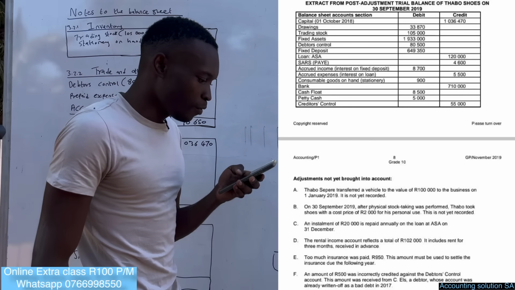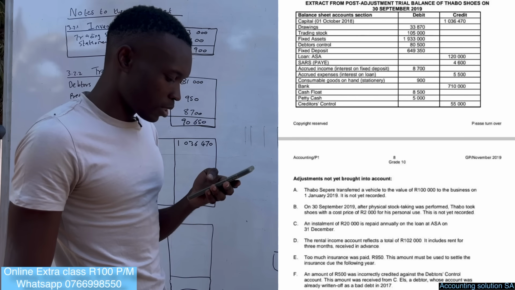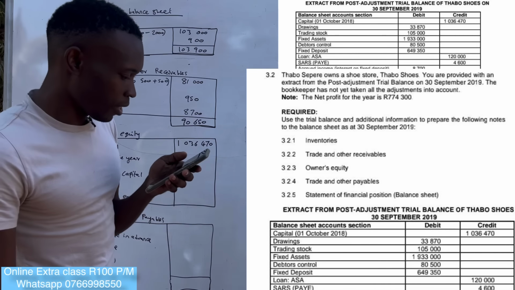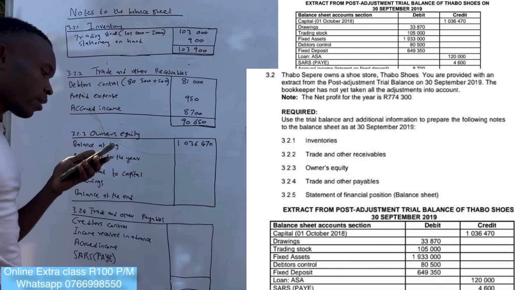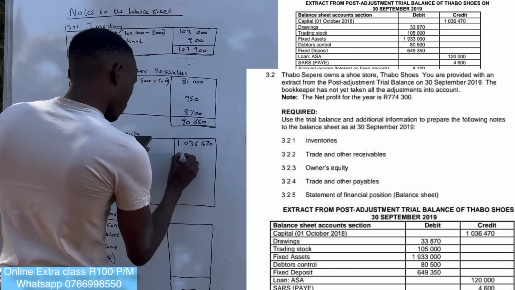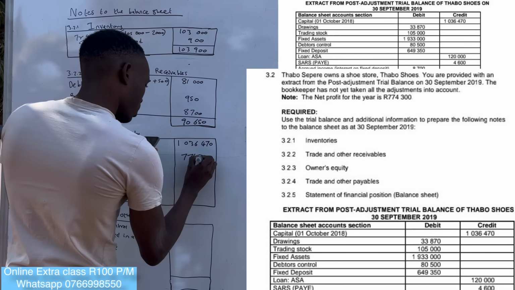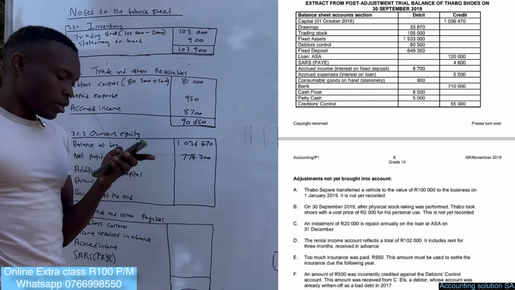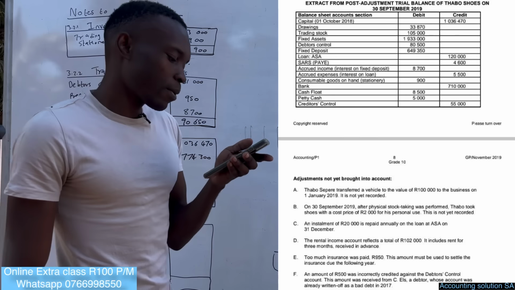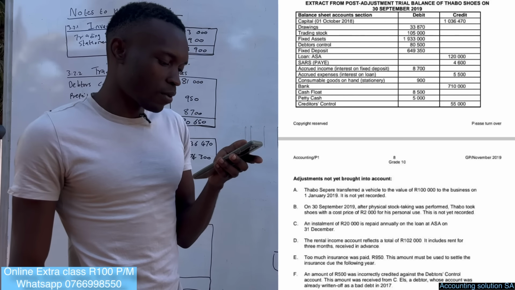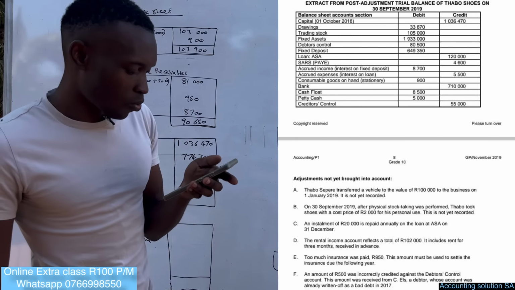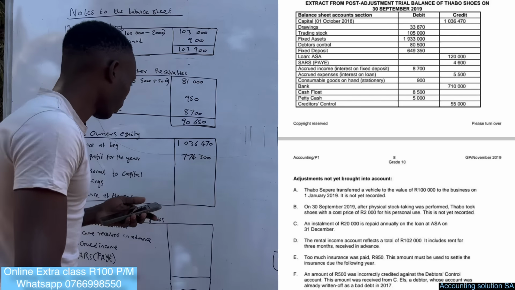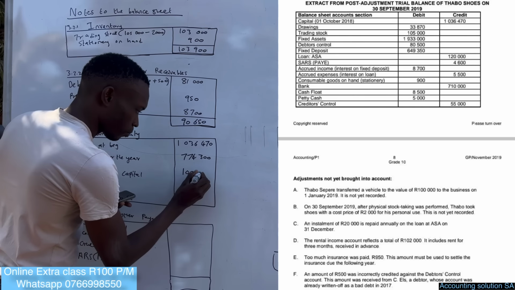Then the next one, they said the net profit for the year. If you check the information on top, they give us a net profit. They say that the net profit amounted to 774,300. Additional capital, the next one. Let's look at transaction number A. Thabo Sepere transferred a vehicle to the value of 100,000 to the business on 1 January 2019 and it is not yet recorded. So additional capital of 100,000 was contributed.